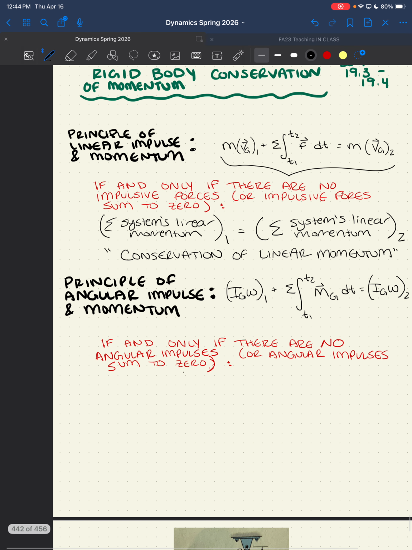Okay, again, this is the special case. It is not always the case that that term cancels, but sometimes it does.